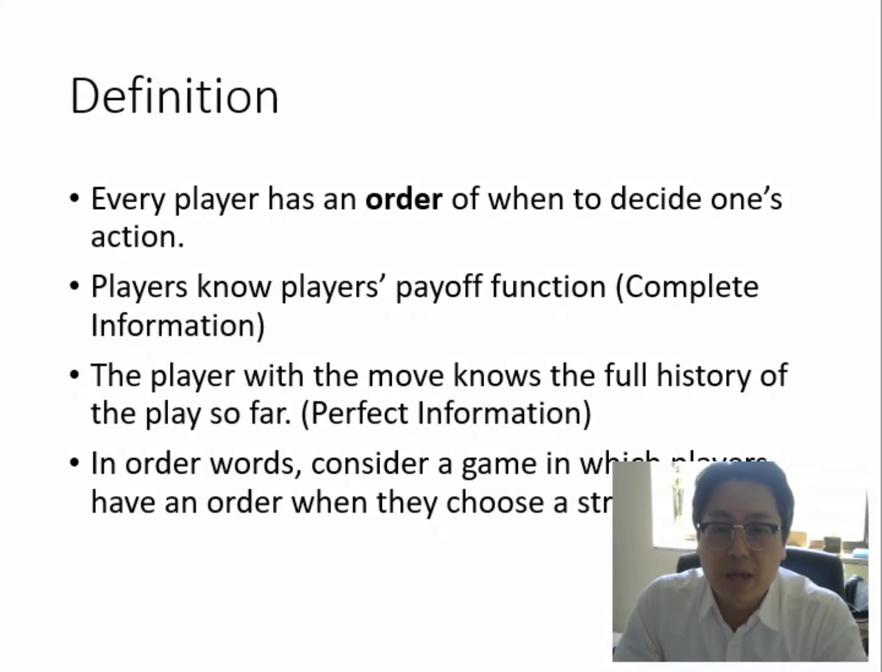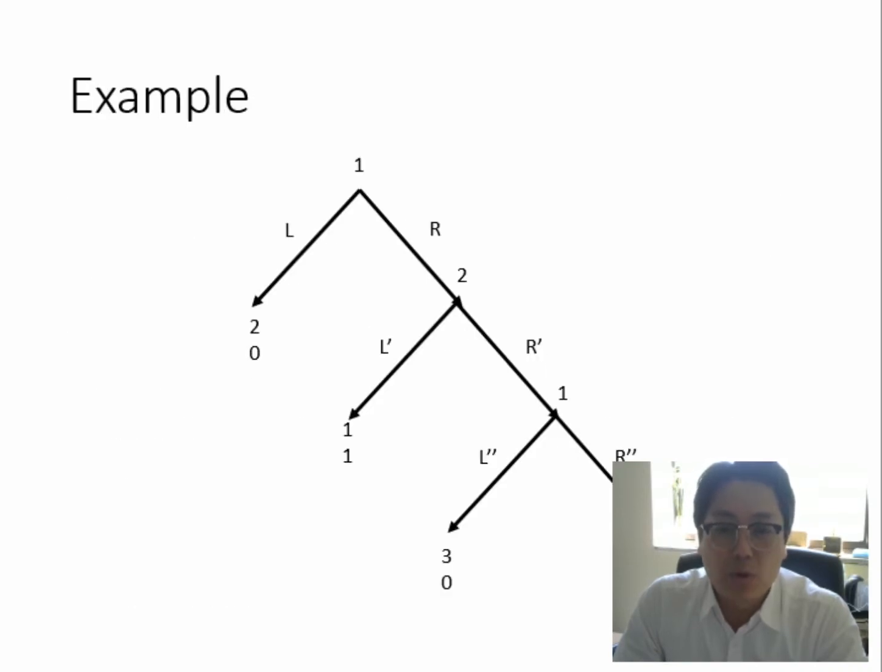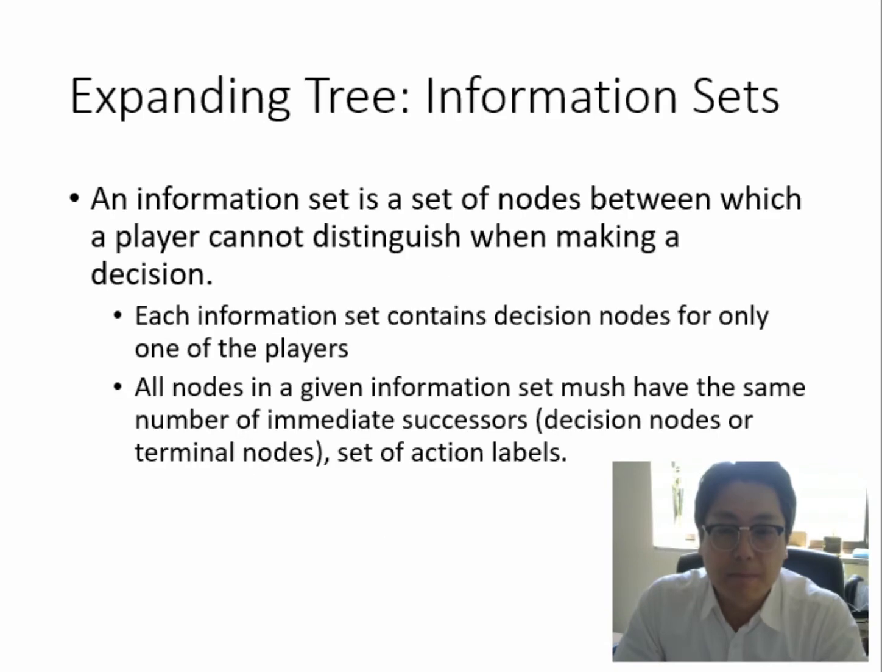We explained the basic terms like an order, nodes, initial nodes, terminal nodes, branch, and so on. We already explained those things. And I think we are here to explain information set. An information set is a set of nodes between which a player cannot distinguish when making a decision.